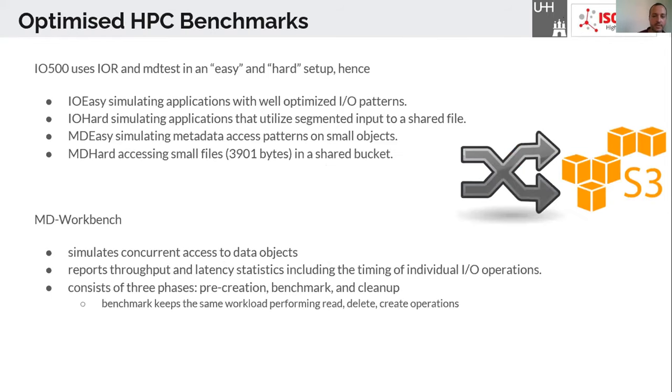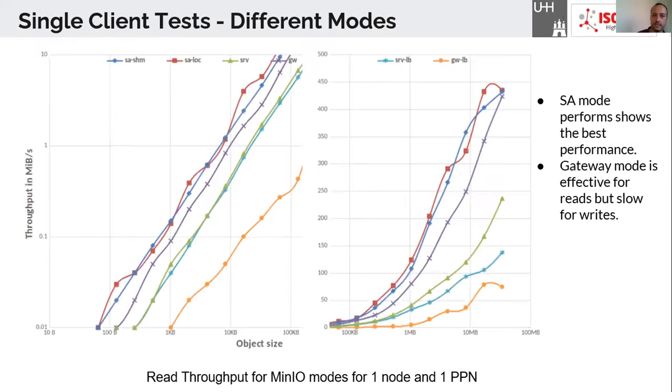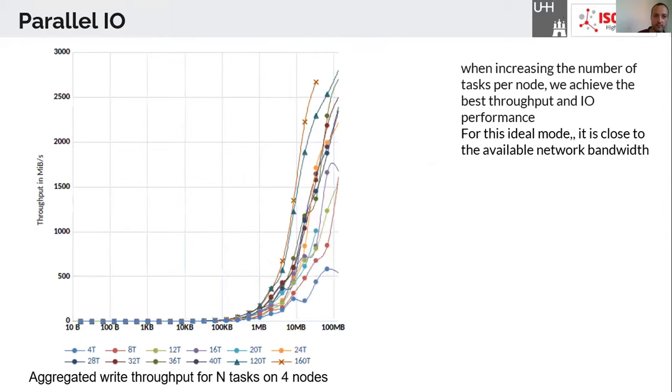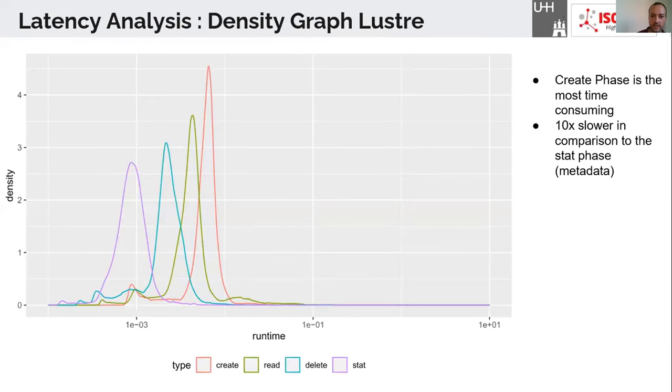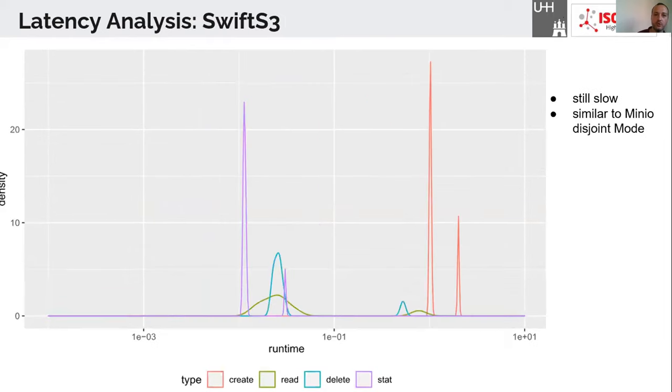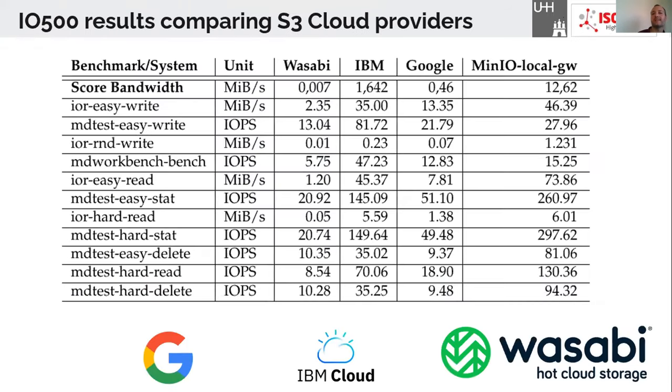I won't get into that. This is the S3 model that we implemented for IOR, IO500 and MD Workbench. Here we did some tests against Minio, the different modes of Minio, and we came to the conclusion that the best performance is when Minio is running on the same node to deliver the S3 interface. And these are some density graphs for direct Lustre access. Of course, Lustre provides the best performance. Lustre is used as a backend system in this case, and these are the different Minio modes, and this is the Swift S3 from Mistral, and this is from different cloud providers.